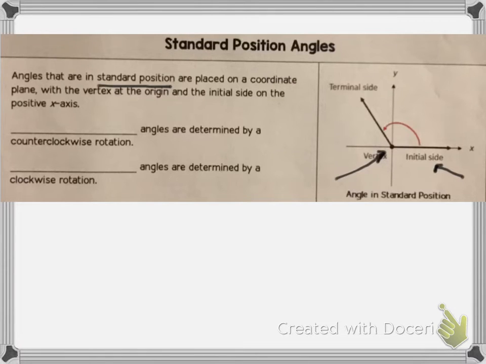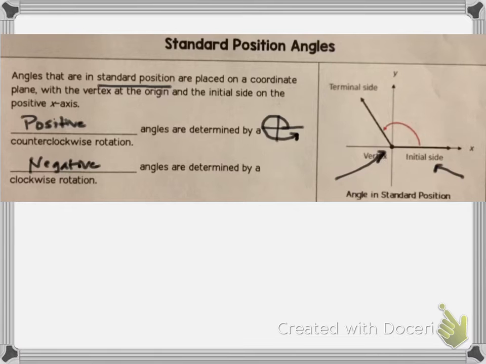Positive angles, so this should say positive angles, are determined by a counterclockwise rotation. So this is not the same rotation as the clock. When we say counter, we're going to start at the initial side, which is the positive x-axis, and we're going this way. So this would be considered a counterclockwise position or rotation.